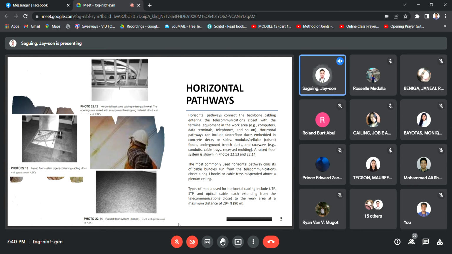A raised floor system is shown in photos 22.13 and 22.14. So in photo 22.13, the raised floor system is open containing cabling, while in photo 22.14, the raised floor system is closed.